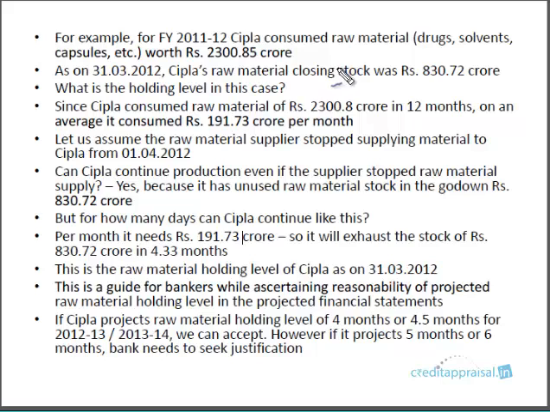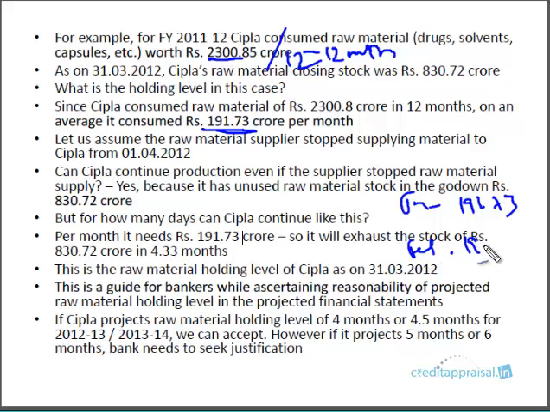Pretty simple. For the whole year, Cipla has consumed 2,300 crores of raw material. So on an average per month, how much do they consume? This is for the whole 12 months, so that is 2300 divided by 12. If you work it out, you get 191.73 per month. On an average, Cipla consumed 191.73 crores per month. Again, this is on an average. We're not saying in January they consumed 191.73 crores, in February they consumed 191.73 crores, up to December. This is not what we're saying.